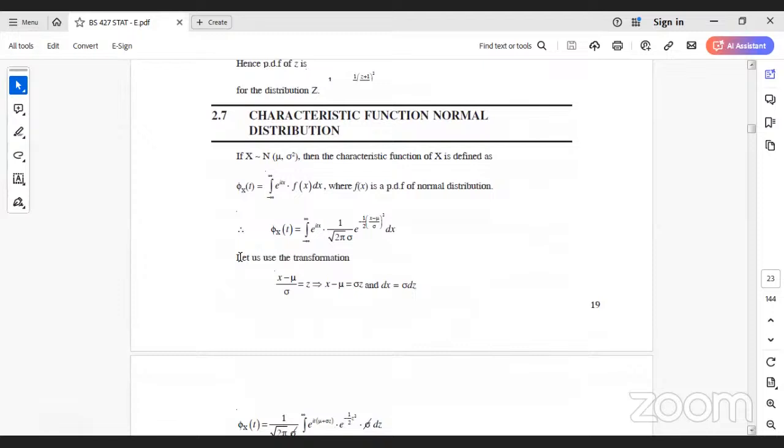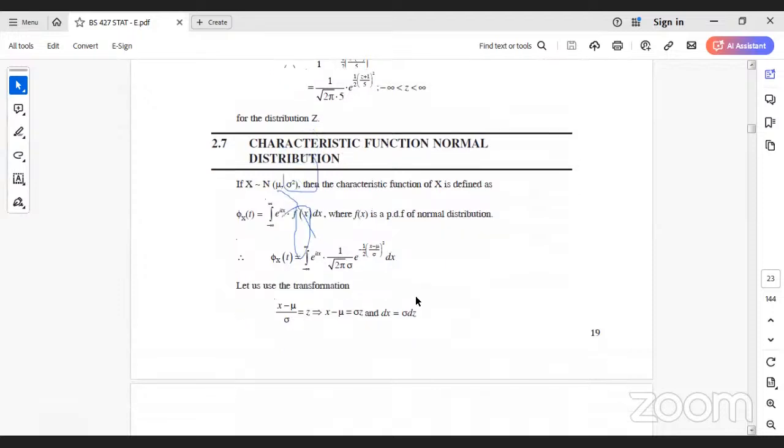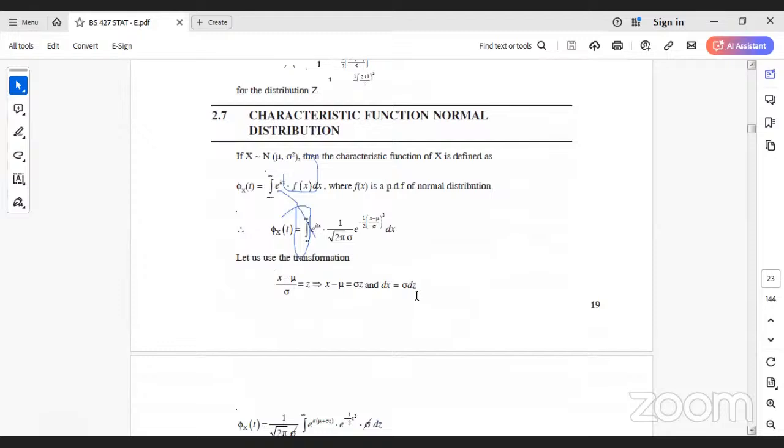Here we have to find phi of x of t, the integration from minus infinity to infinity of e power itx times f of x dx. We know the normal density is 1 by root 2 pi sigma e power minus 1 by 2 (x minus mu by sigma) whole square. This is the transformation: x minus mu by sigma is equal to z. Therefore, x minus mu is equal to sigma into z, and dx is equal to sigma dz, since sigma is constant.